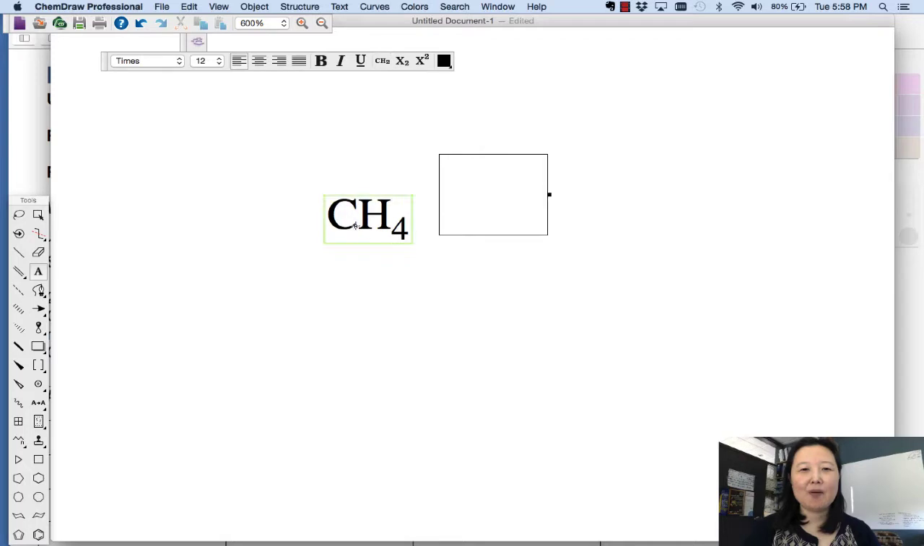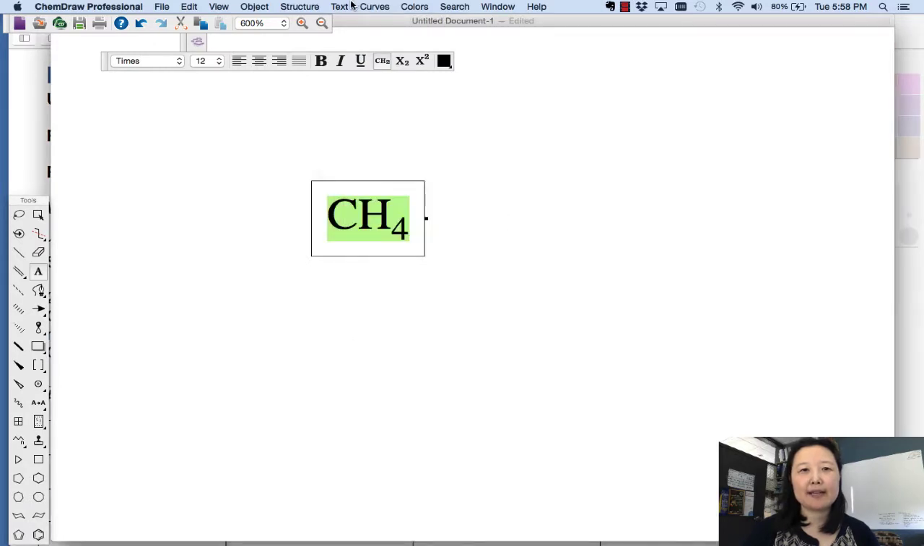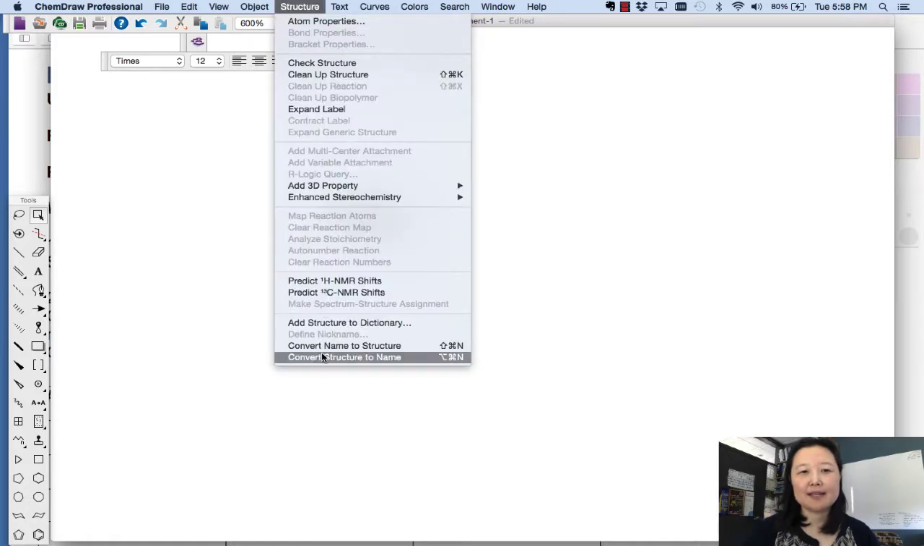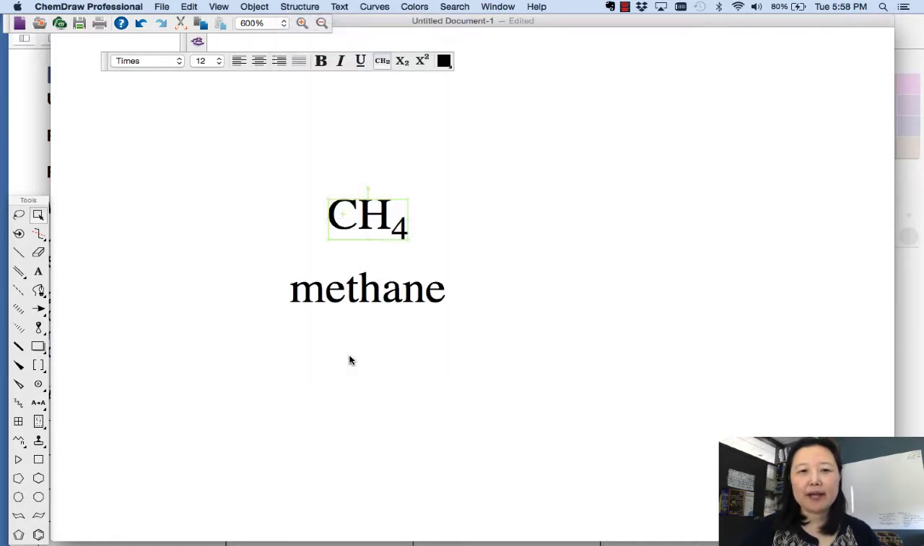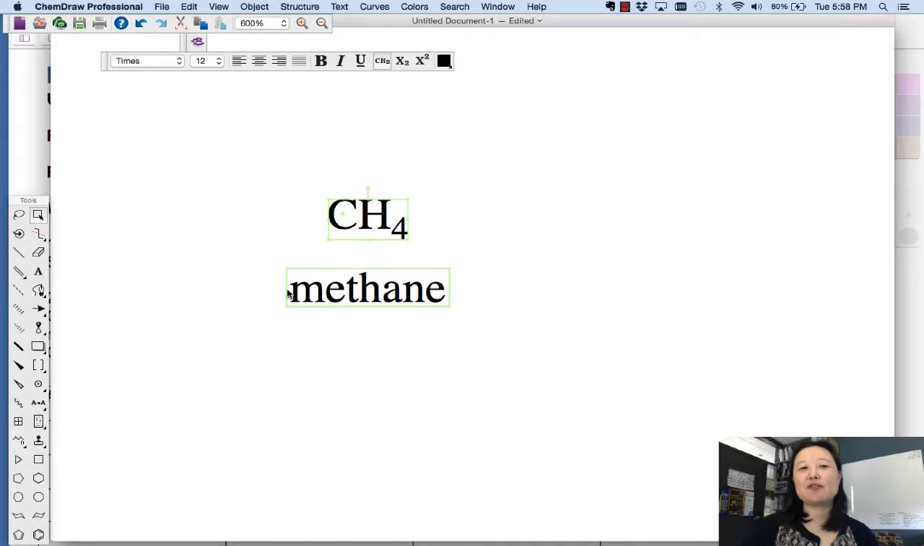So what I can do with this is I could draw it out, or I could convert its name. I can convert the structure to its name. So for example, if that's the molecule I have, it will tell me the name. So structure, convert structure to name. So anything that I draw that's in the database, it will be able to figure it out.